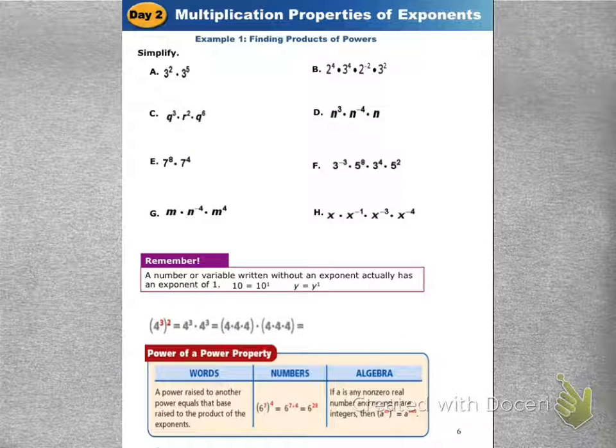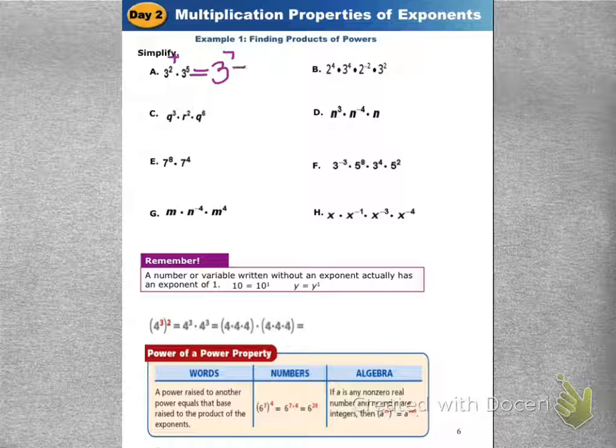Okay, so let's look at some applications of this property, the product of powers property. We're going to look at a few together, and then I'll have you try a few on your own. So we're going to take a look at example A. Example A says to simplify 3 to the 2nd times 3 to the 5th, which, written as an exponent, we could say was 3 to the 7th power, because we're adding the exponents.